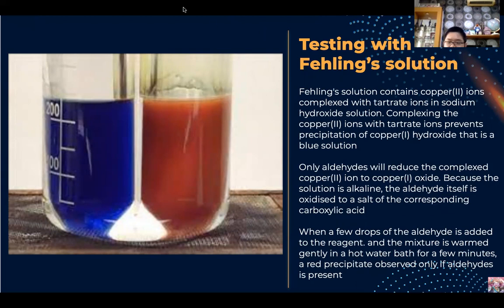When a few drops of aldehyde are added to the reagent, the mixture is warmed in a gently hot water bath for a few minutes. And thus a red precipitate will be observed, only if an aldehyde is present. You can see from the picture beside the text, which has the positive and negative results.